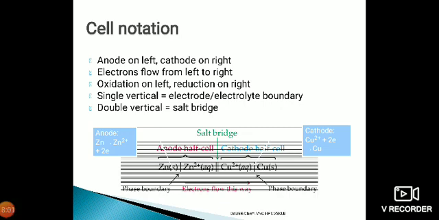That's how the Daniell cell can be represented as Zn solid bar, Zn2+ aqueous, double bar, Cu2+ aqueous, bar, Cu solid. That's how the cathode is represented at the RHS and the anode at the LHS.